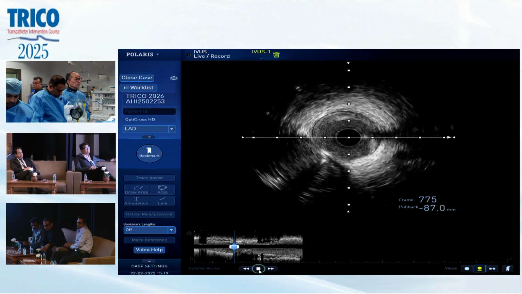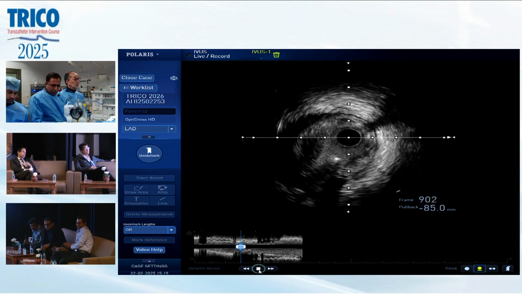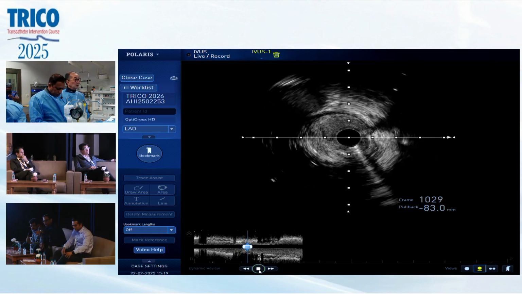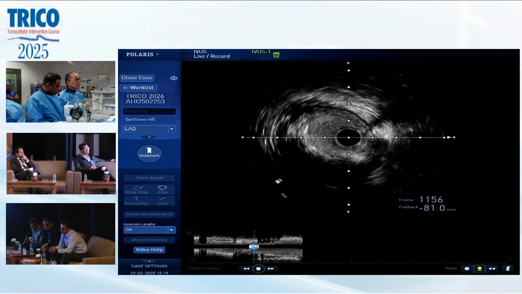But here is the bifurcation. See the bifurcation, the ostium, I think the orifice is absolutely no disease. There's a lot of disease in the LAD. So the diagonal disease is clean, I think so, right?